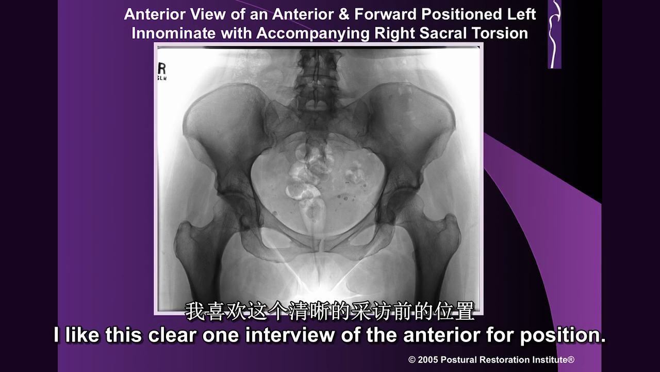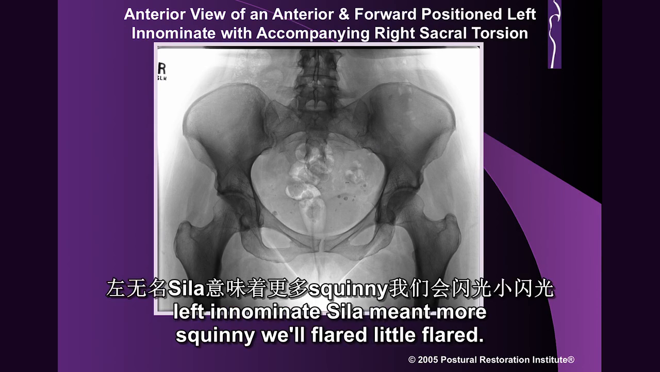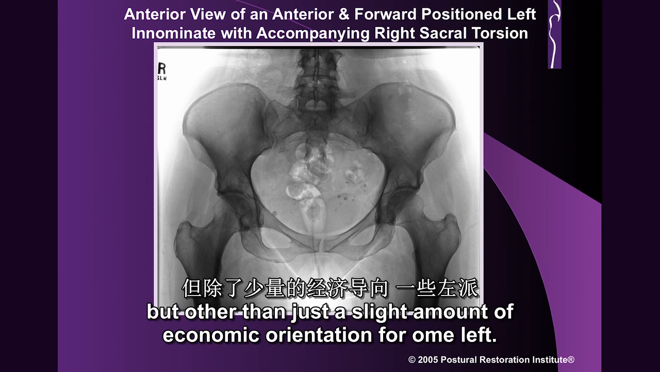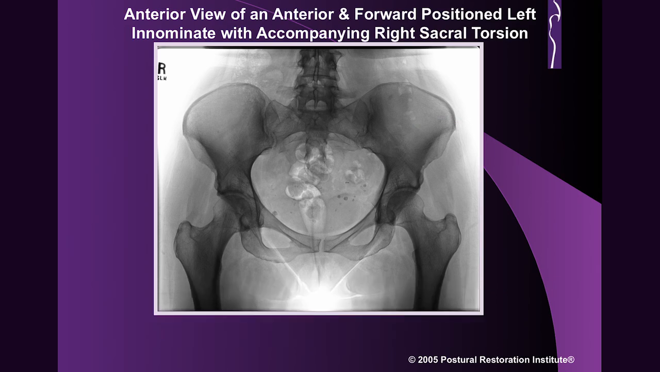I like this clear one. Anterior view of the anterior forward position left innominate. See a little bit more squinty. A little flared. Not as much asymmetry. Other than just a slight amount of innominate orientation forward on the left. Clear view though.